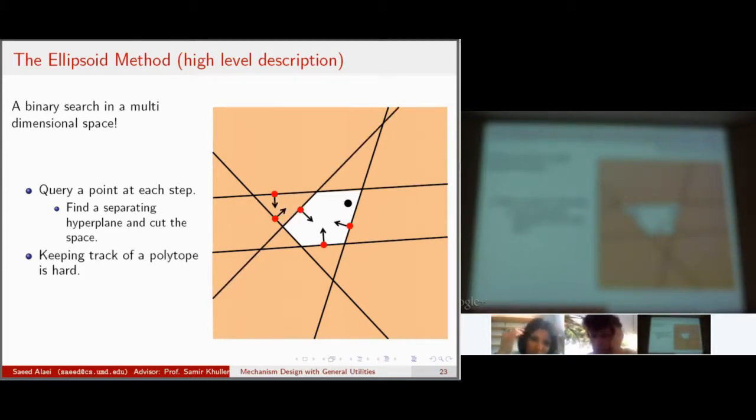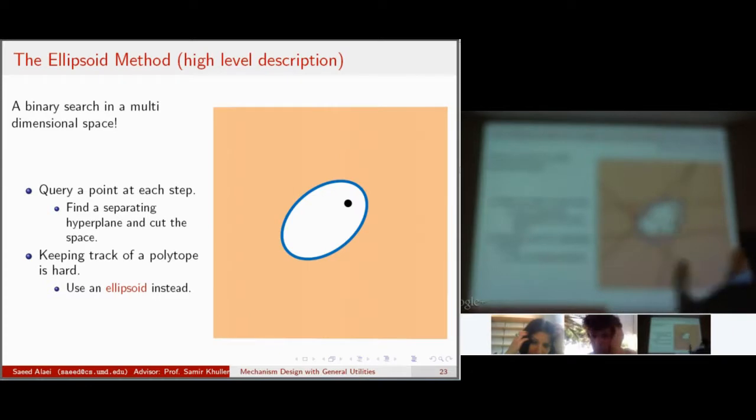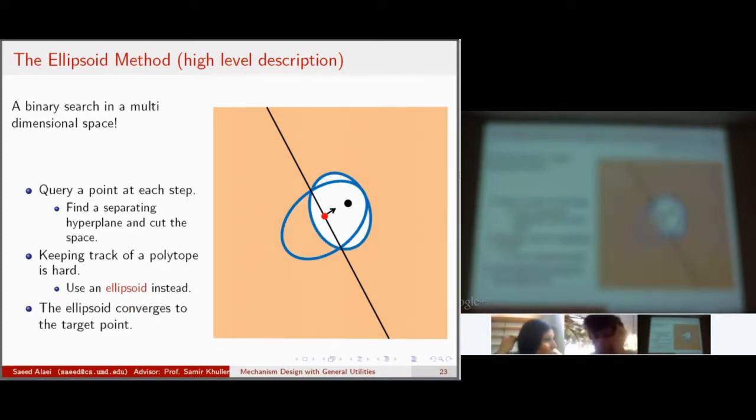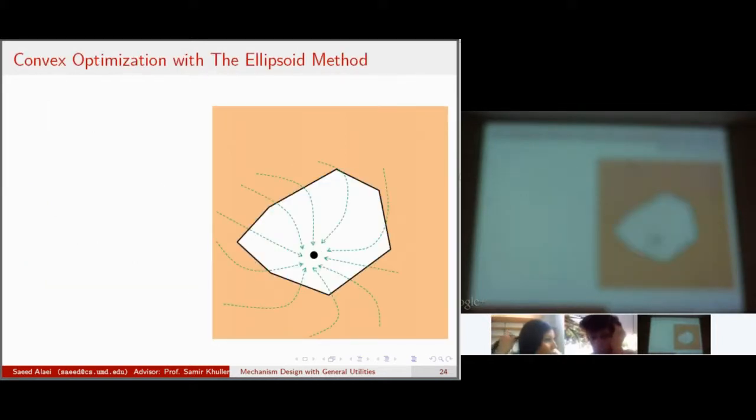Except that the ellipsoid method, instead of keeping track of this polytope, just uses an ellipsoid. And the ellipsoid has some redundancies. It just includes this orange part, but that is fine. At every step, the ellipsoid method queries the middle of the ellipsoid, and you're supposed to find a hyperplane which tells you which side your target is, and then it will shrink the ellipsoid, and it will eventually converge to that point. So in order to use the ellipsoid method to find something, you have to be able to find the separating hyperplane at each step.